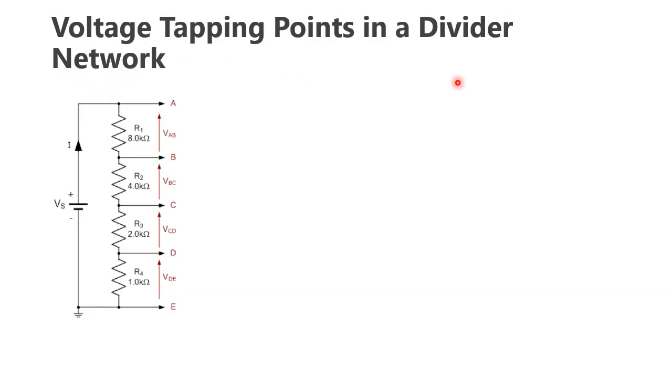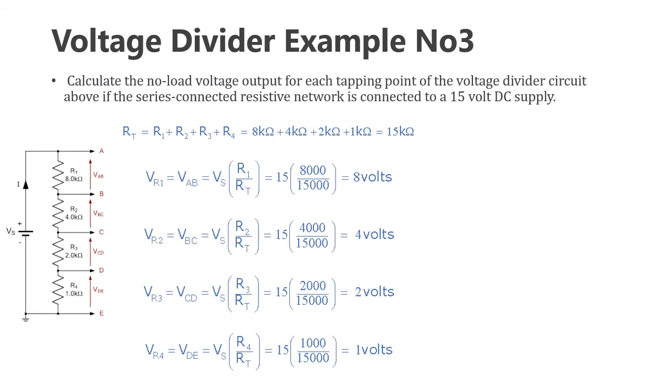Voltage tapping points in a divider network. In this circuit there are 5 tapping points. By adjusting the tapping position, we can take multiple voltage levels or multiple voltage drops as per our requirement. I will show this with an example question. Voltage divider example number 3. Calculate the no load voltage output for each tapping point of the voltage divider circuit above, if the series connected resistive network is connected to a 15 volt DC supply.